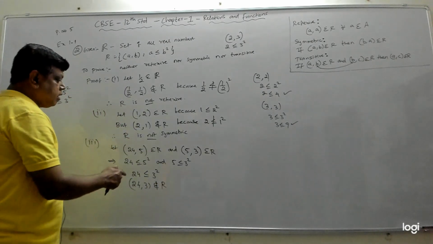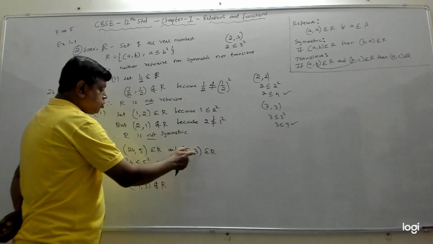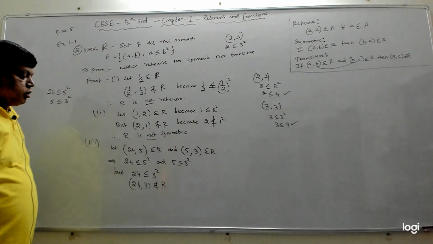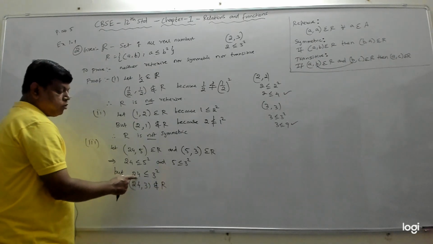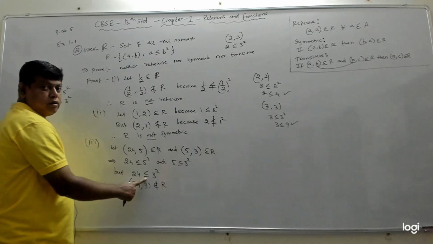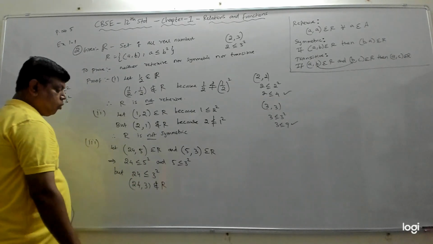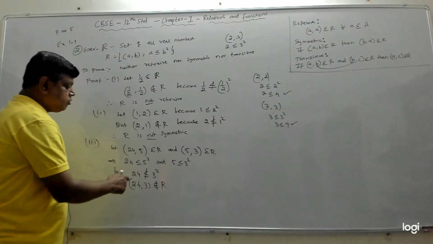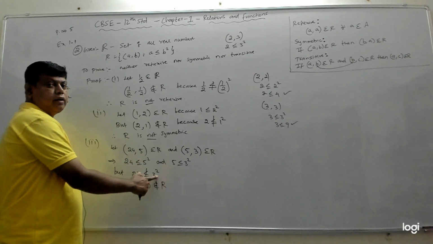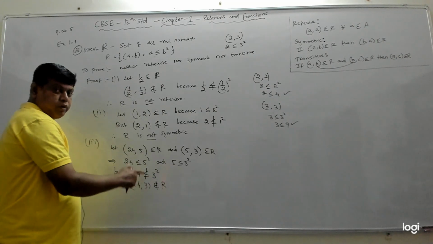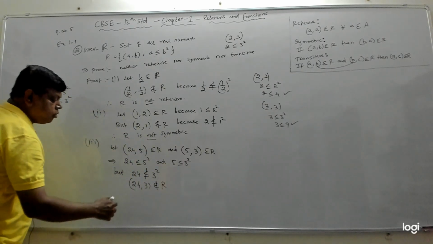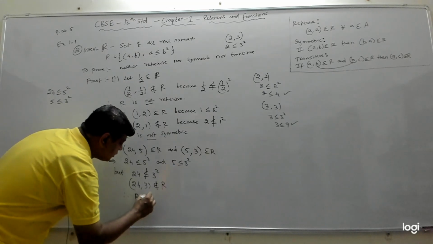So what have we proved? We have proved A comma B belongs to R, B comma C belongs to R, but A comma C, which means 24 comma 3, does not belong to R, because 24 is not less than or equal to 3 square. A is not less than or equal to C square. 3 square is 9. Is 24 less than or equal to 9? No. So it is not. If you put the symbol and strike it out, it is not. Therefore, R is not transitive.